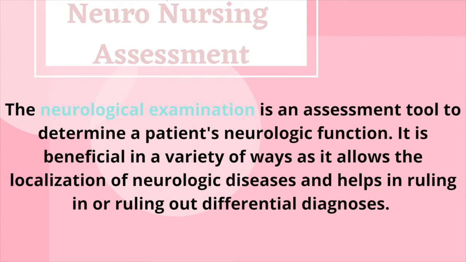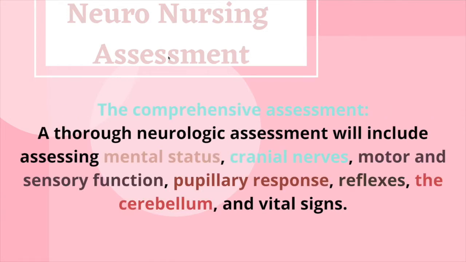A thorough, comprehensive neurologic assessment will include assessing mental status, cranial nerves, motor and sensory function, pupillary response, reflexes, the cerebellum, and vital signs. However, unless you work in a neuro unit, you won't typically need to perform a sensory and cerebellar assessment. Also, most vital sign changes are a sign of end-stage neurologic injury.